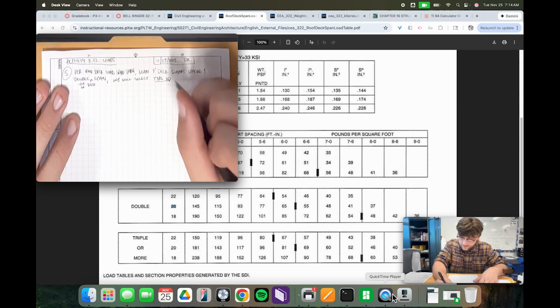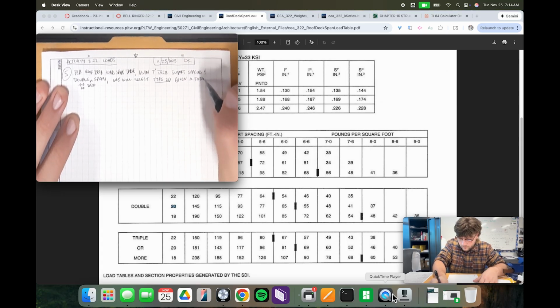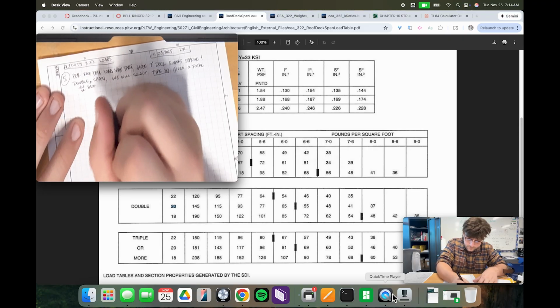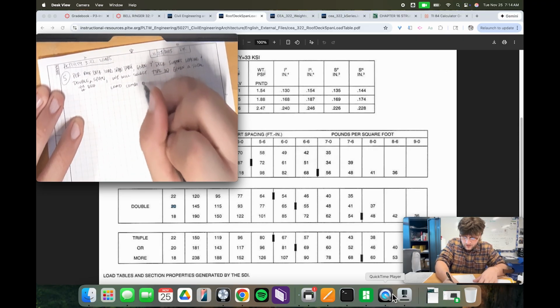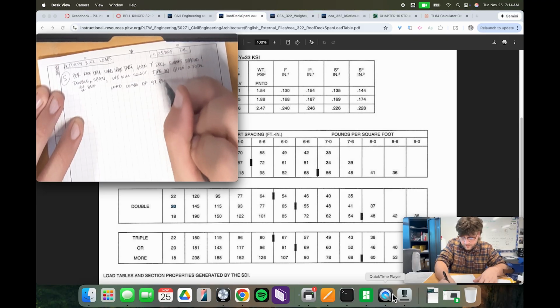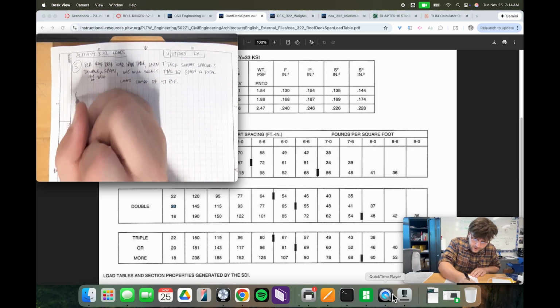Given a total load combo of 47 PSF there. Perfect. So there we have it for question number 5. We're going to go ahead and move on to question number 6 now.